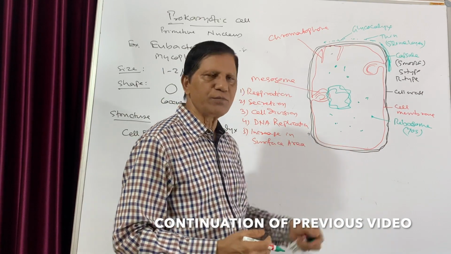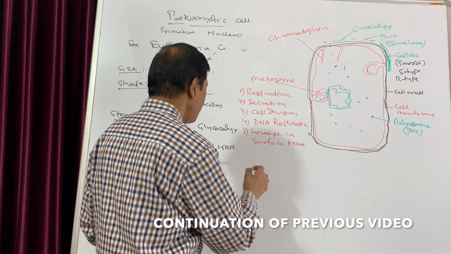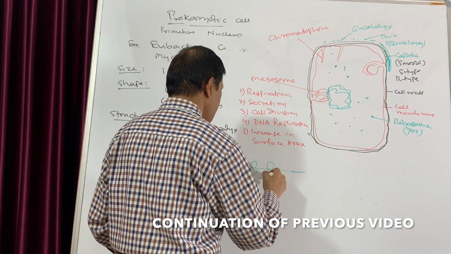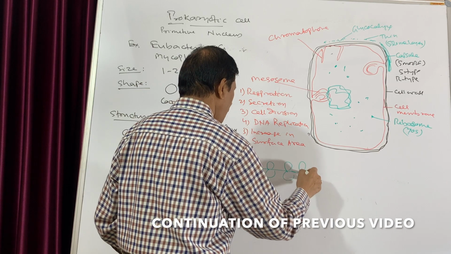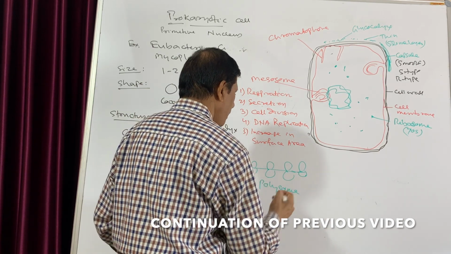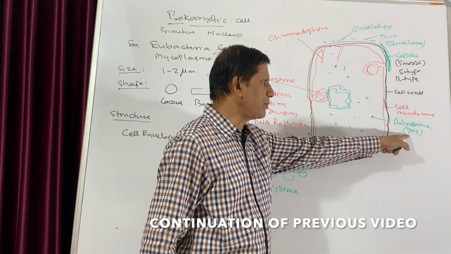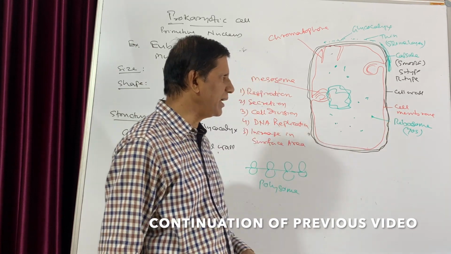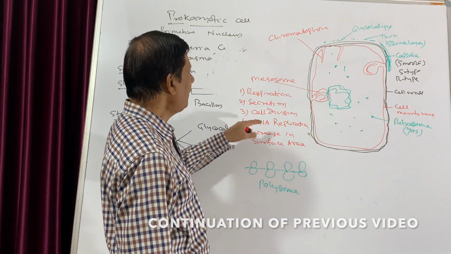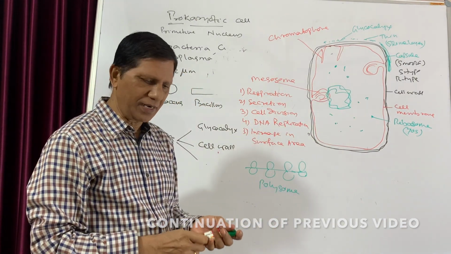And these ribosomes may be freely present in the cytoplasm, or they may be present in the form of chains, which is known as polyribosome or polysome. Prokaryotic ribosomes are only 70S in nature, having 50S and 30S. Next, let us discuss the genetic material.